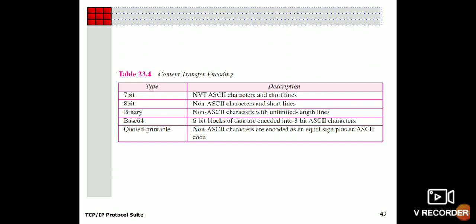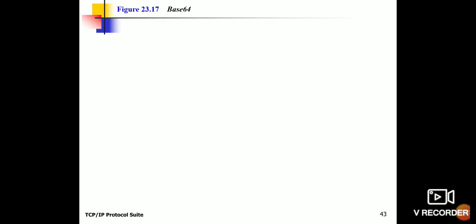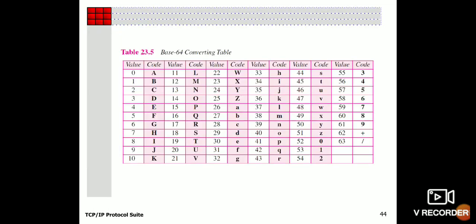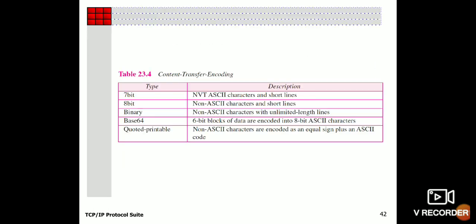And the types of encoding it supports are also given here: 7-bit NVT ASCII, 8-bit non-ASCII, binary non-ASCII, base 64 6-bit, and quoted printable format for non-ASCII character encoding. This is the content transfer encoding supported by MIME. We are not going to look into this much. I think that's it, friends.